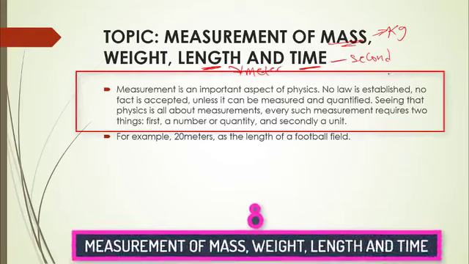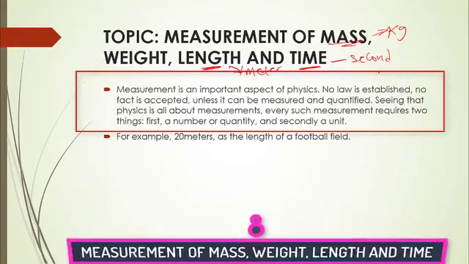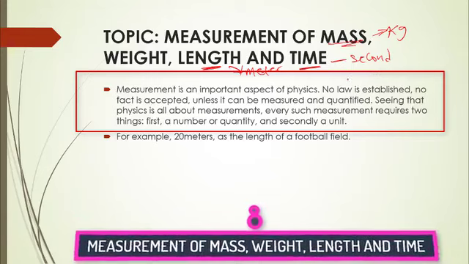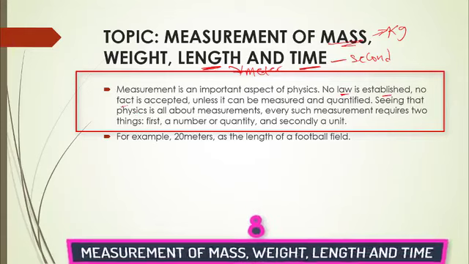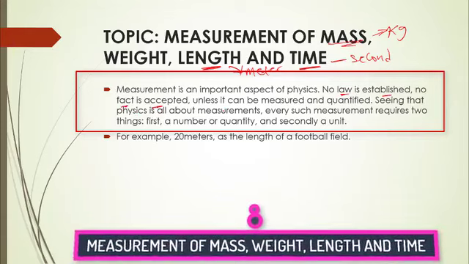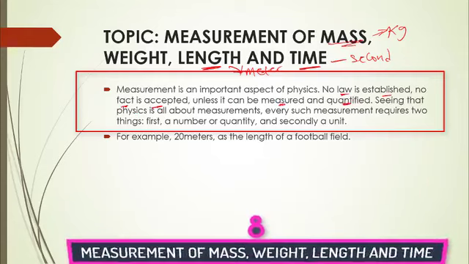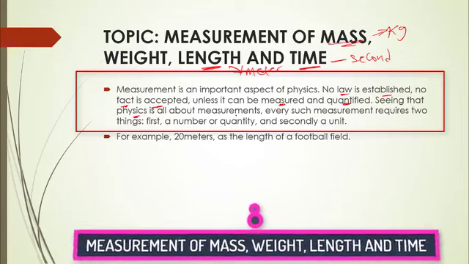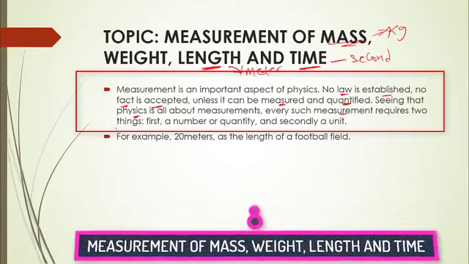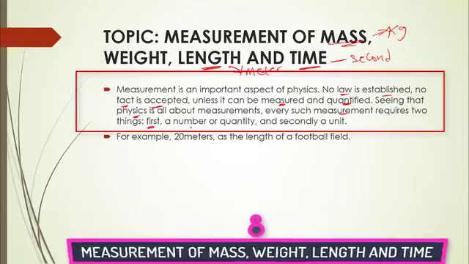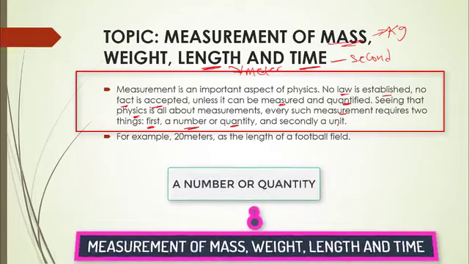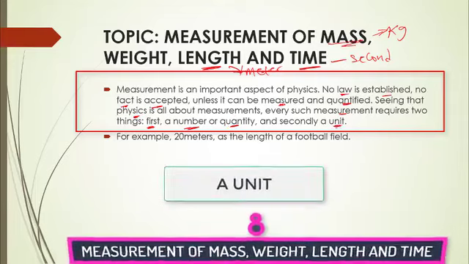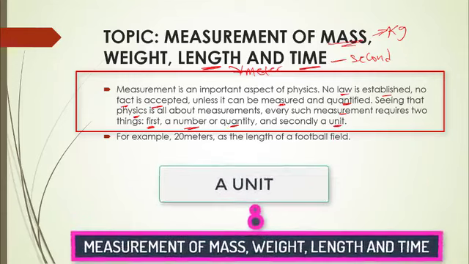So we can see here that measurement is an important aspect of physics. Like we emphasized earlier in our previous lesson, no law is established, no fact, no principle can be stated unless it can be specifically measured and quantified. Seeing that physics is all about measurement, every such measurement requires two things. The first is a number or a quantity, used to quantify that object, and the second is a unit.